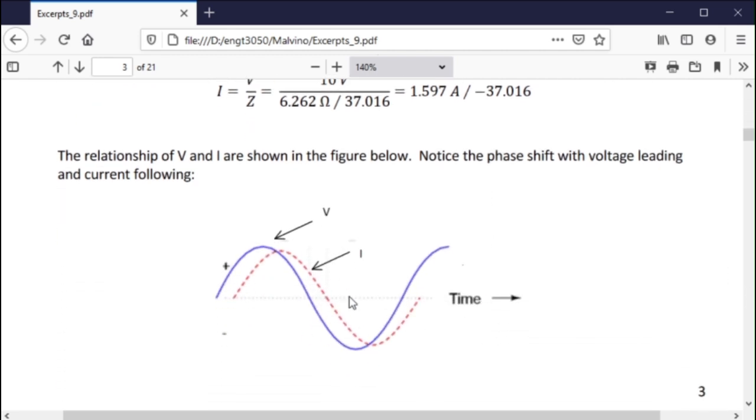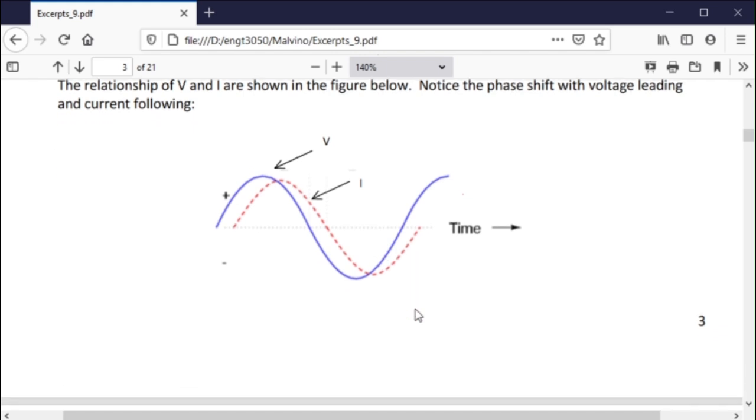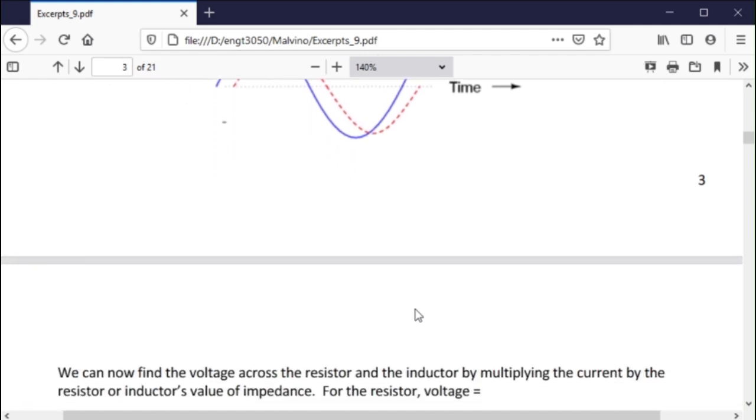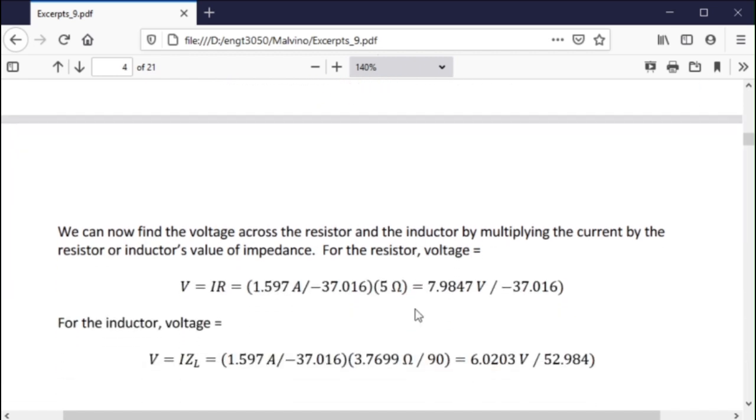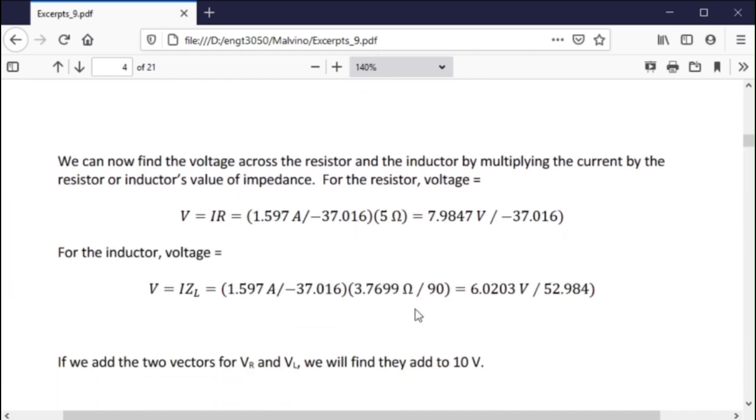And we see the phase shift. So you also see that in your labs. When we hooked up the lab, I think lab 9, you saw that phase shift. And we can look for voltage, which would be V equals IR, and for the resistor, it's I times 5, and for the inductor, voltage is equal to I times the resistance of the inductor, which is 3.769 at angle 90 degrees. So you can see that the voltage is actually shifted as well.